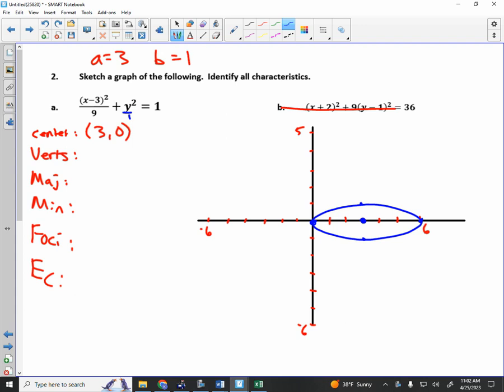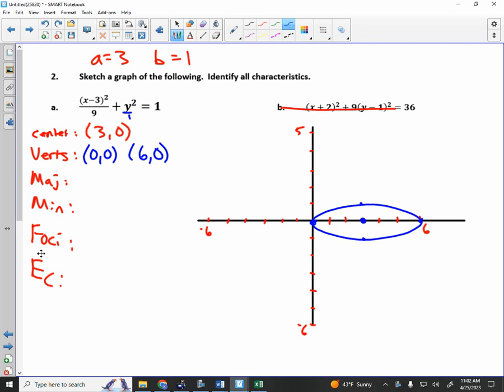Great, let's name those vertices. All right, can everybody appreciate how simple it is to actually construct an ellipse by looking at the equation? Center and then move, right? And now we can name the vertices. I've got one at 0, 0, and the other one's located at 6, 0.